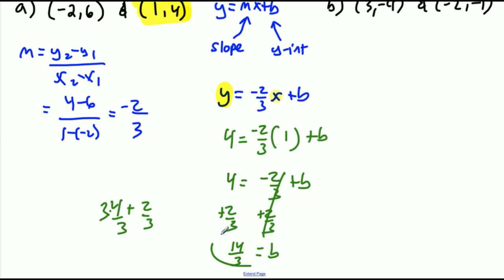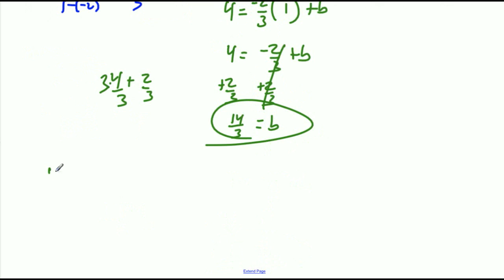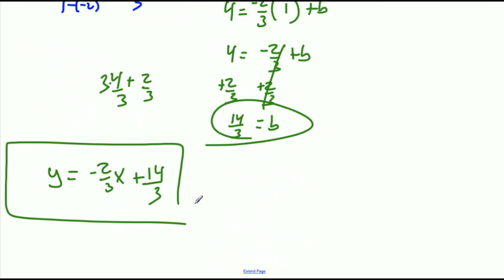So we have a y-intercept, we have a slope. So now we can write our full equation. Y equals negative 2/3 x plus 14/3. So something that you would not want to try to do by looking at a graph.